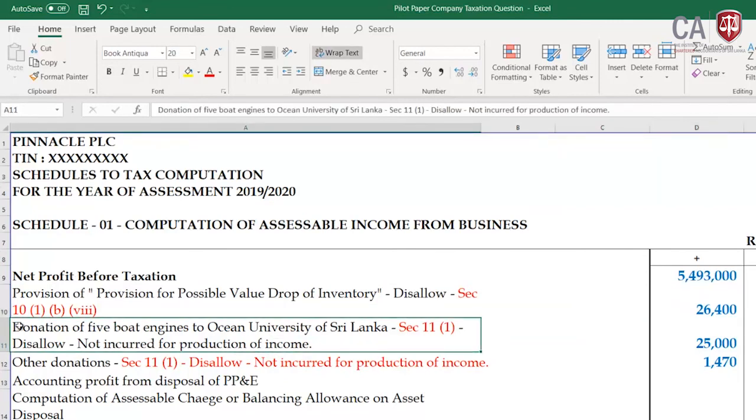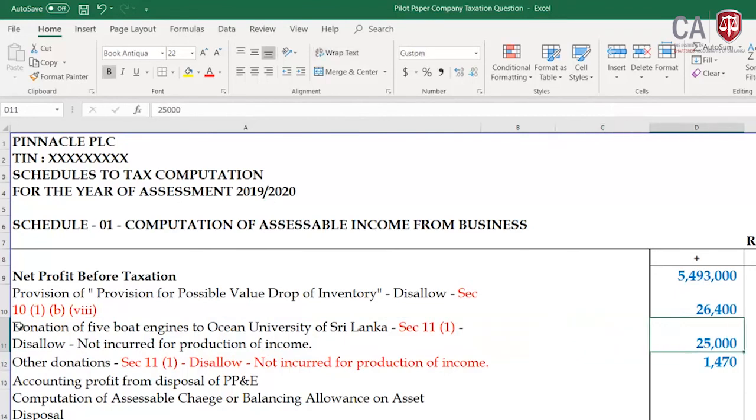Then donation of 5 boat engines to Ocean University of Sri Lanka, it's a disallowable expense of 25. It's not incurred for the production of income, section 11, subsection 1. That's why the reason for disallowing is very clearly given: not incurred for the production of income. Okay. Since it is given in the note as deducted, I have to add that back.